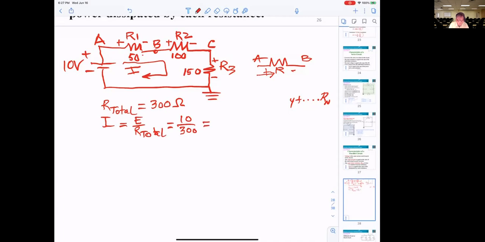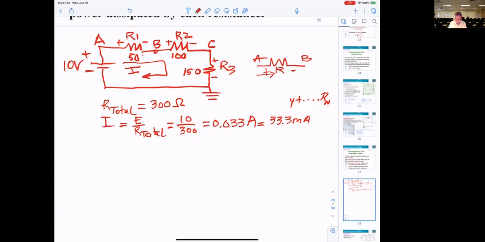10 divided by 300, you get 0.033 amp. If I want milliamp, I times 1,000, right? Yes, 33.3 milliamps. Okay, if I say anything confusing, just bring it up. The thing is, we're not going back again, okay?